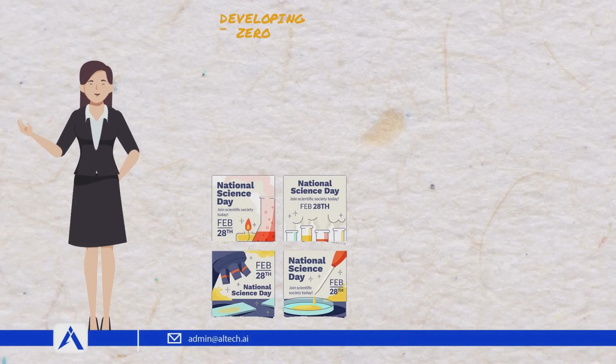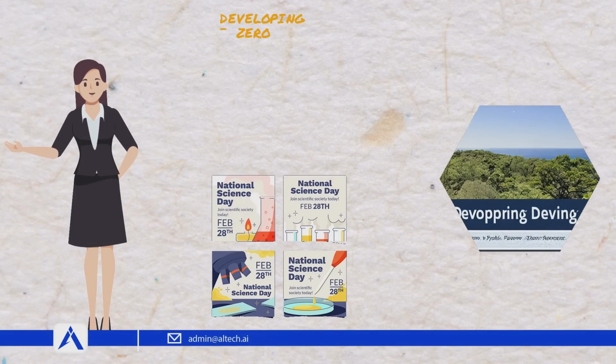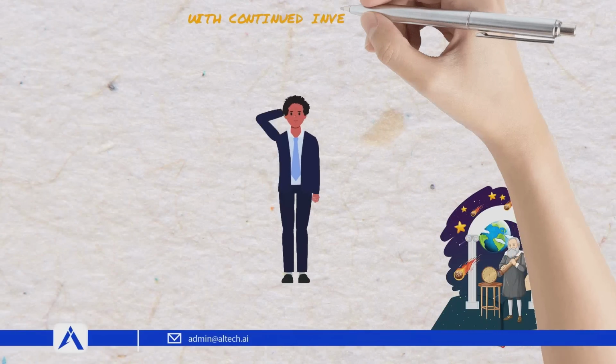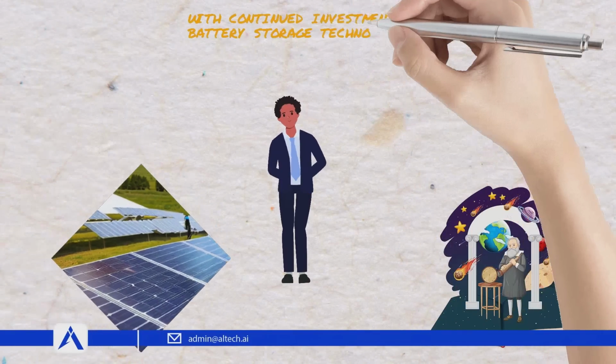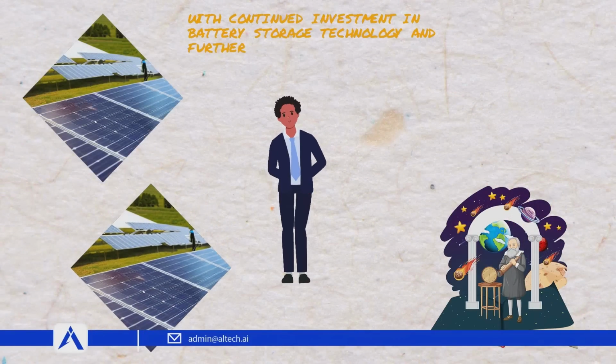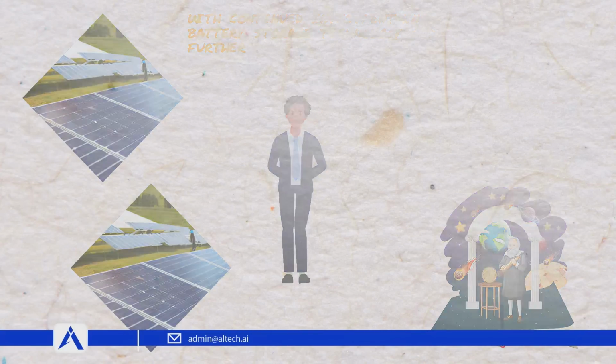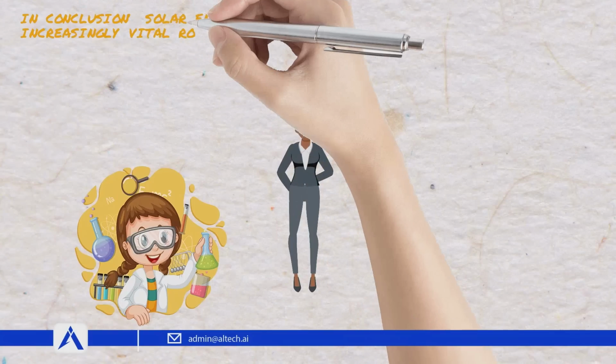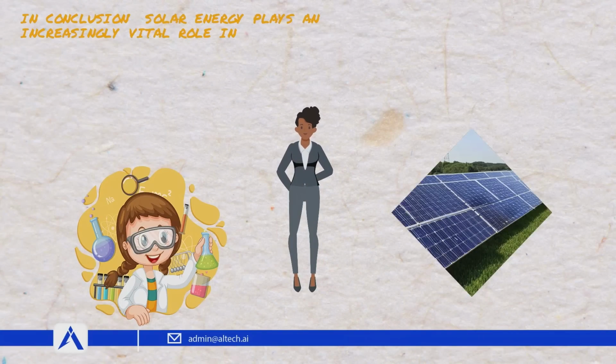In conclusion, solar energy has already made significant strides in power generation and is predicted to play an increasingly important role in the transition to a low-carbon, sustainable energy future. Its many advantages, including its renewable and zero-emission nature, scalability, and decreasing costs, make it an attractive option for both developed and developing countries. With continued investment in battery storage technology and further cost reductions, solar energy has the potential to become the primary source of electricity for the world.